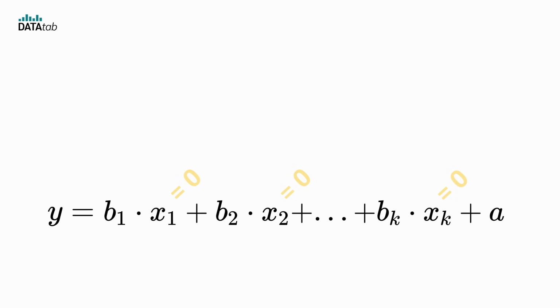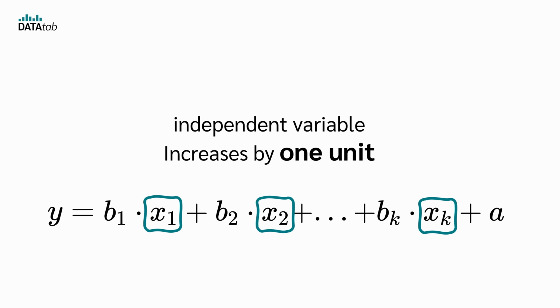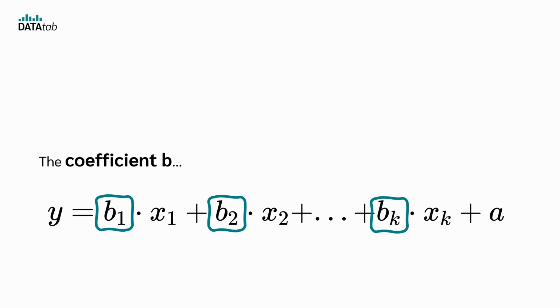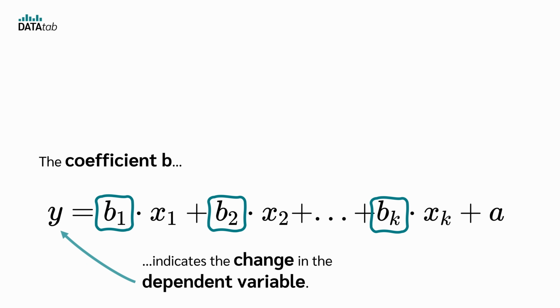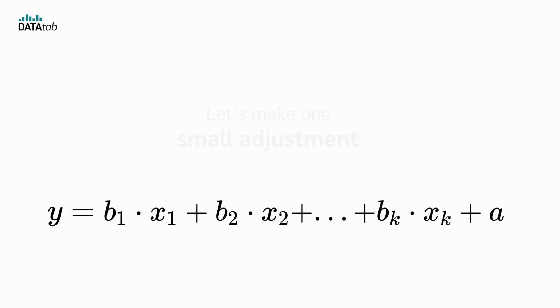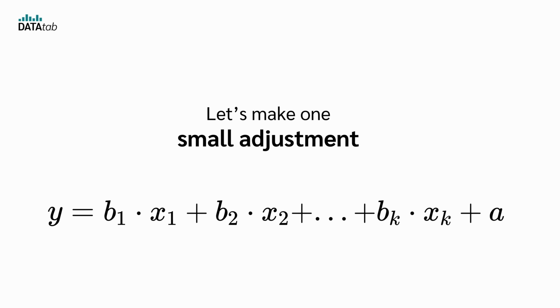If all independent variables are 0, the value a is obtained, so we get a value of a for the dependent variable y. Furthermore, if an independent variable increases by 1 unit, the associated coefficient b indicates the corresponding change in the dependent variable. Okay, let's make one small adjustment. Going forward, instead of y, we'll use y hat.